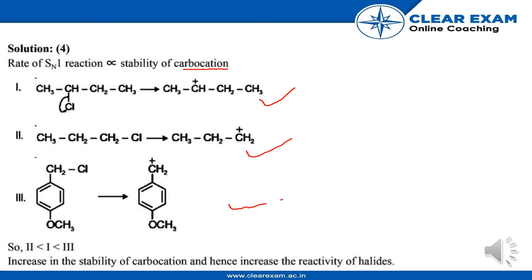We see that in equation 2, if we remove the chloride ion, we will get this charge, and this molecule is more stable than this one and this one. So equation 2 will be in the first position, then equation 1, then equation 3, because this molecule is more stable than this one.